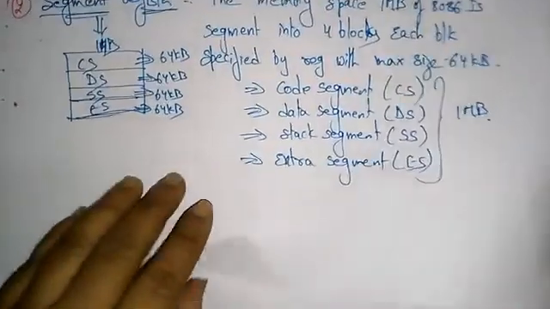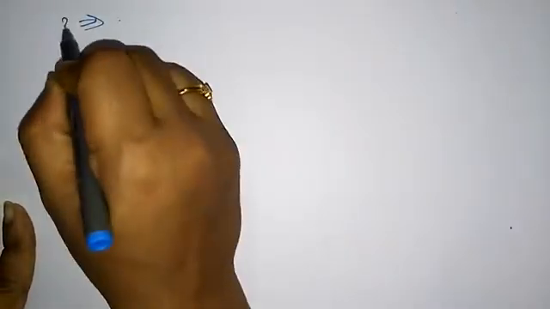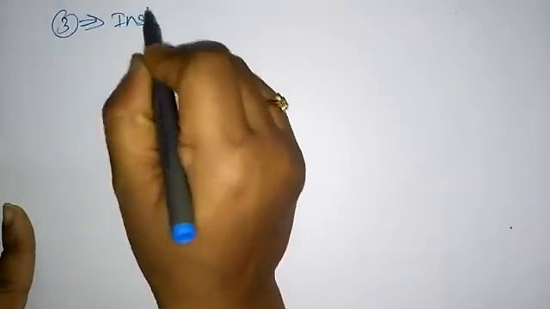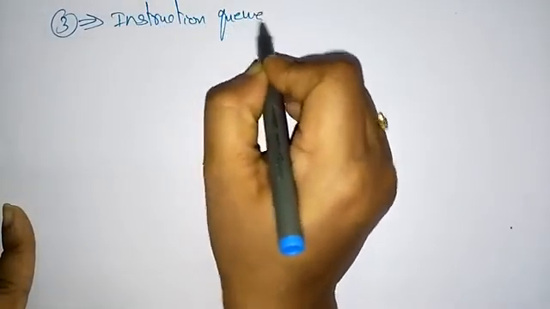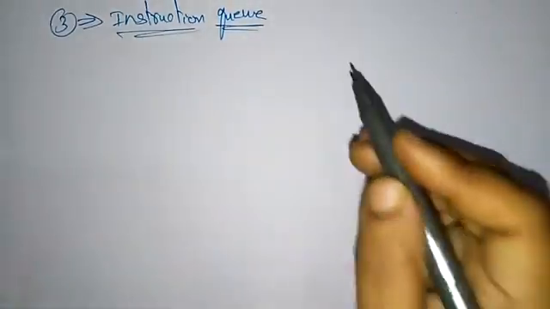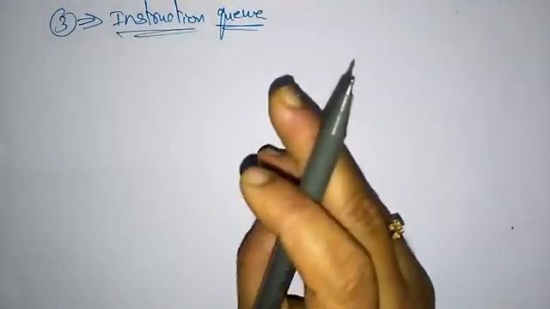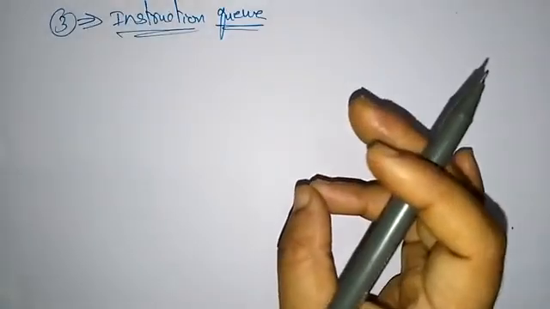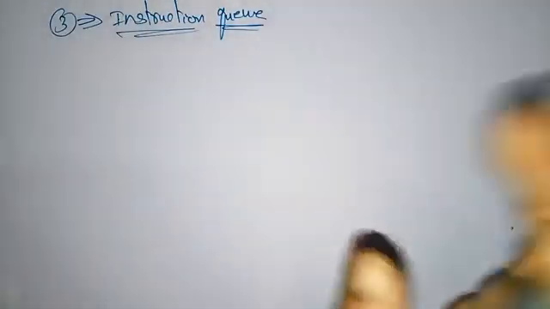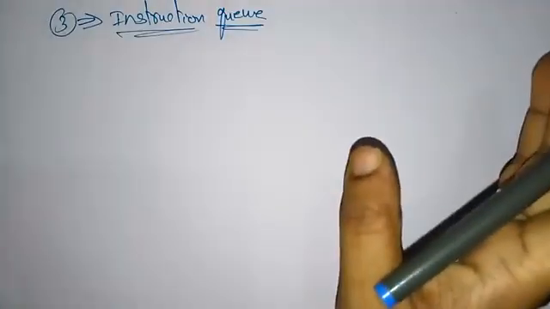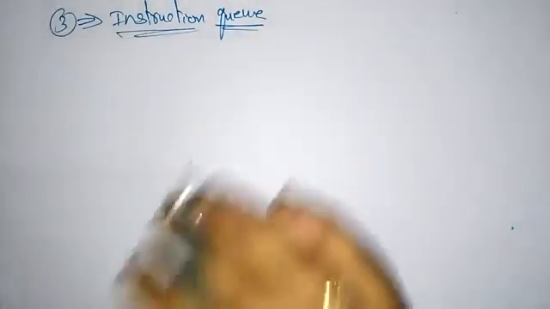The next functional unit, the third one, is the instruction queue. So the bus interface unit is divided into 3 functional parts. One is the instruction pointer, which holds the address of the next instruction. The segment register has the 4 segments to store the data. And next is the instruction queue.